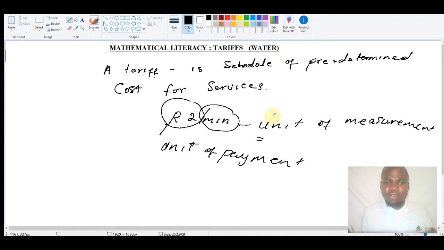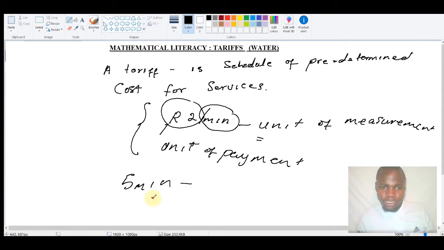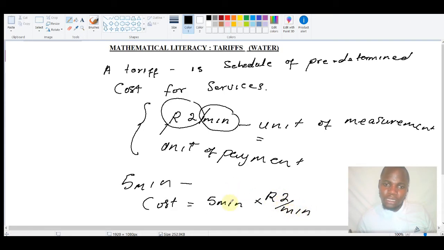That is a tariff. So if this was a cell phone tariff where you pay 2 rand per minute and you speak for 5 minutes, what will be the cost? Let's calculate. The cost for speaking for 5 minutes is 5 minutes times the tariff, 2 rand per minute. The minutes cancel, and for speaking for 5 minutes, you will pay 10 rands.